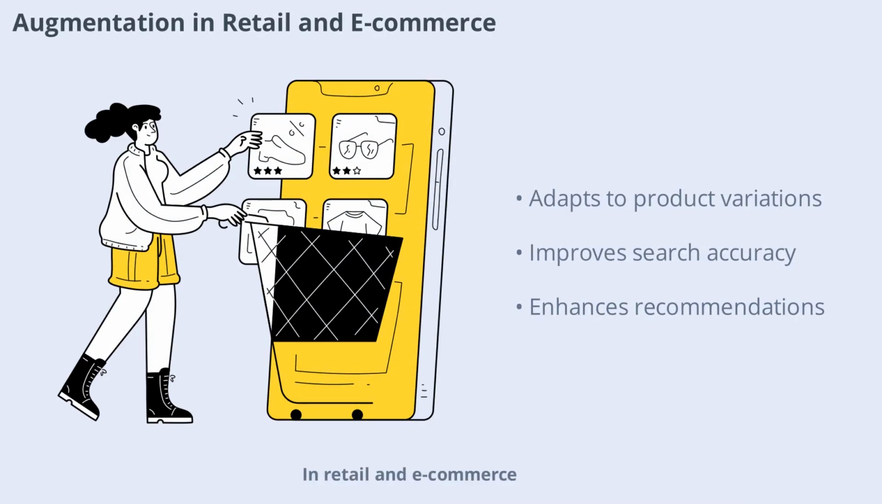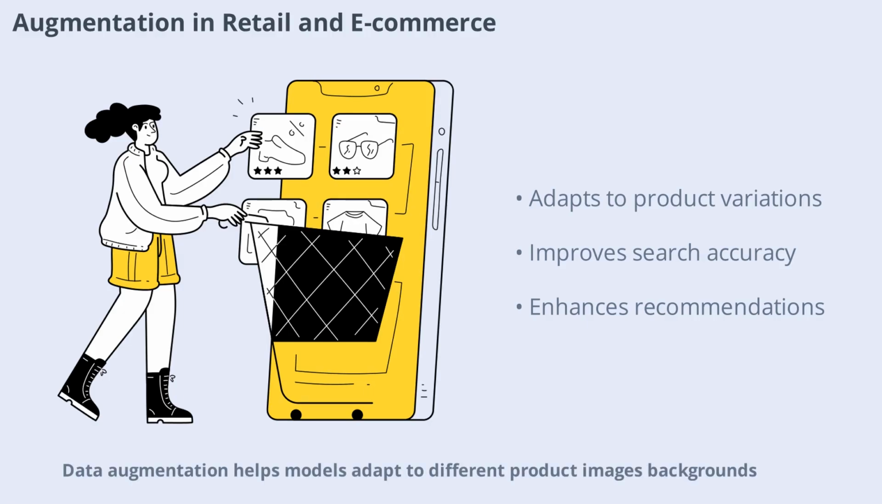In retail and e-commerce, CNNs are used for tasks like product recognition and recommendation. Data augmentation helps models adapt to different product images, backgrounds, and lighting conditions. This leads to more accurate search results and personalized recommendations, enhancing the overall shopping experience for customers.